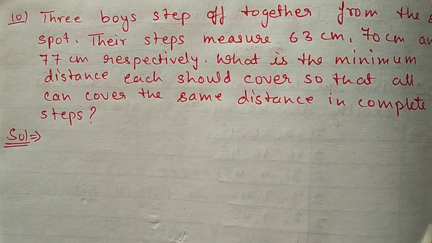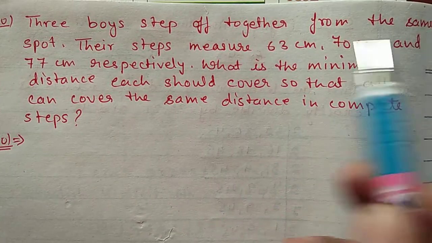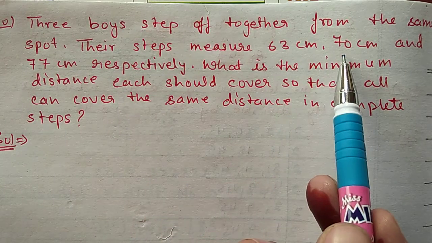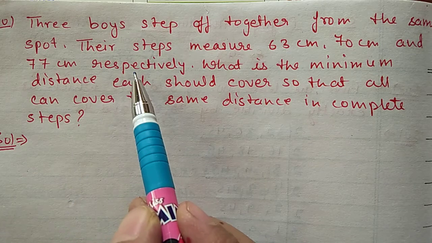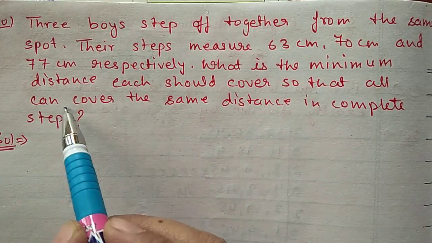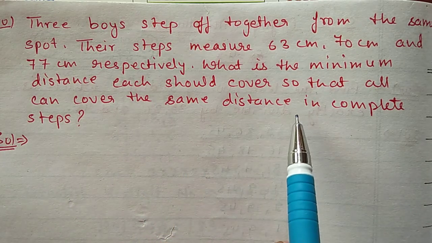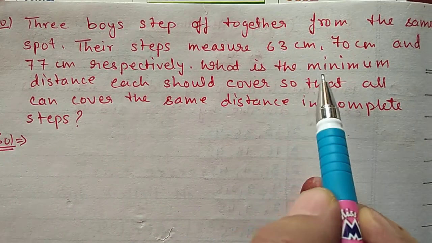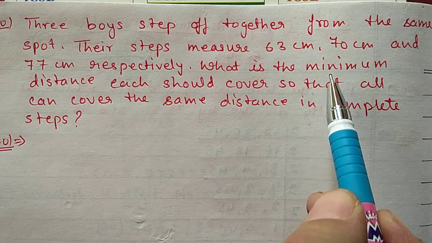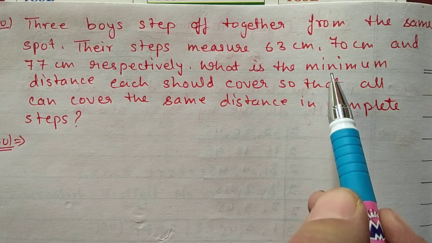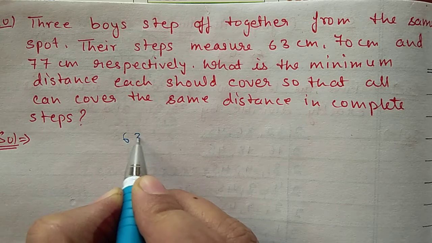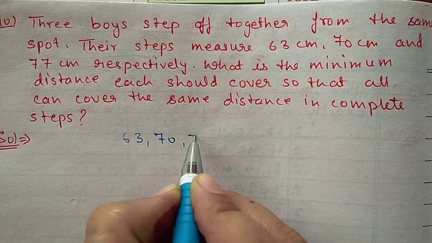Next, question number 10. Three boys step off together from the same spot. Their steps measure 63 centimeter, 70 centimeter and 77 centimeter respectively. What is the minimum distance each should cover so that all can cover the same distance in complete steps? So here the keyword is minimum. Minimum means least, and least means we have to find the LCM of these numbers. So we will find the LCM here of 63, 70 and 77.